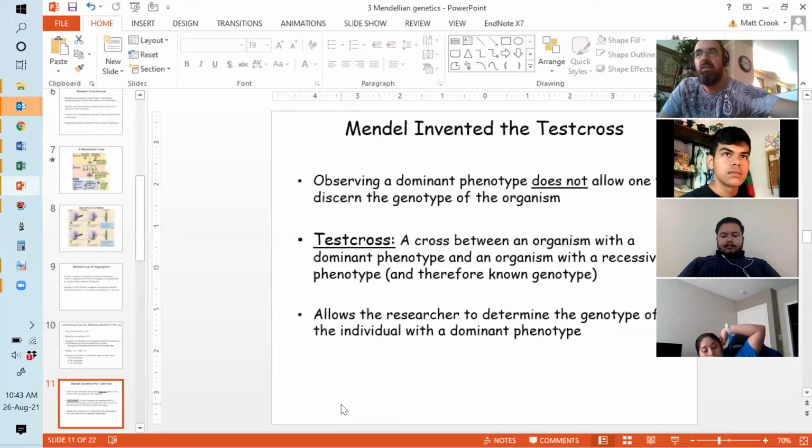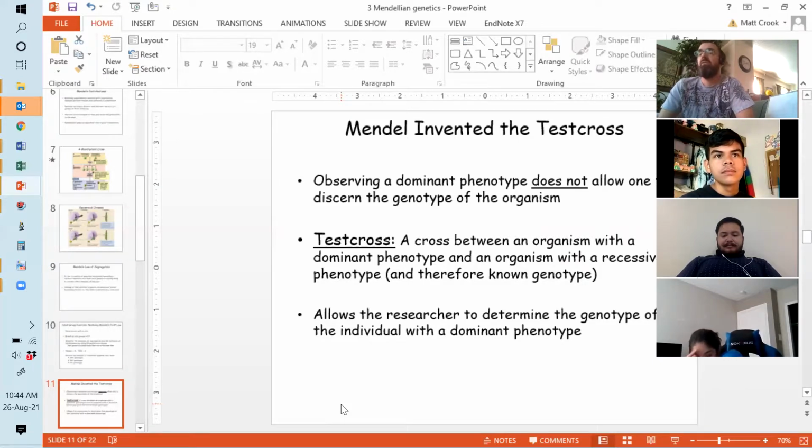Homozygous dominant? No, because that's a genotype. So what would the phenotype of a homozygous dominant be? It'd be dominant, right? What would the phenotype of a heterozygous individual be? It'd be dominant too. So you can't tell. So the only one left is a recessive phenotype. That one has a homozygous recessive genotype, always.